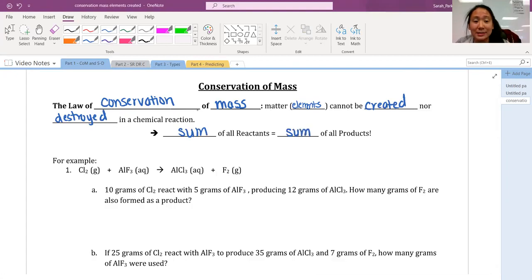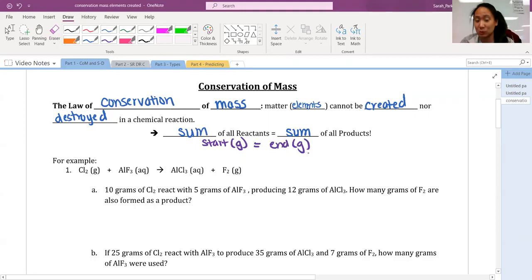the products. This means that whatever you start with in grams has to equal whatever you end with in grams as well. So you're going to add up whatever you started with in your reactants, and it has to be equal to all of your products. I'll color code this. Your reactants must equal all of your products.